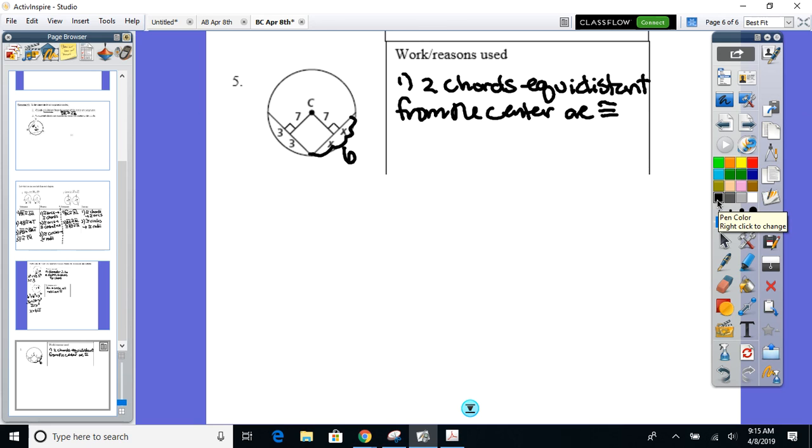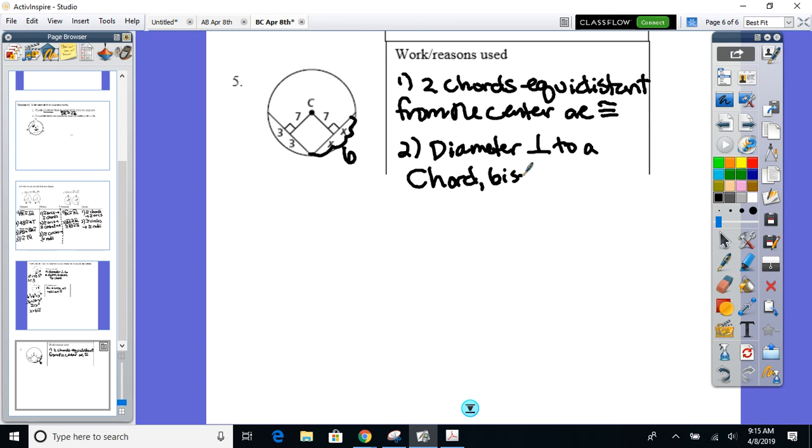How do I know? Oh, that's easy to say. It's 3 and 3, but how do you know? Here we go. Diameter perpendicular to a chord bisects the chord. And that's where we finish this off by saying x is equal to 3.